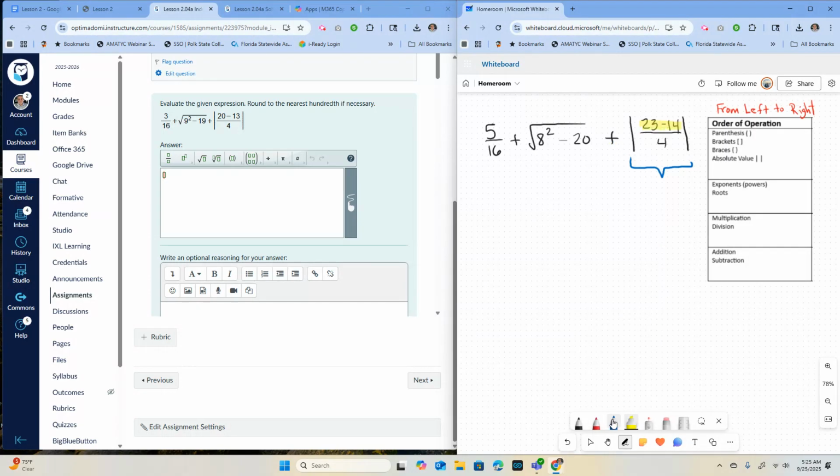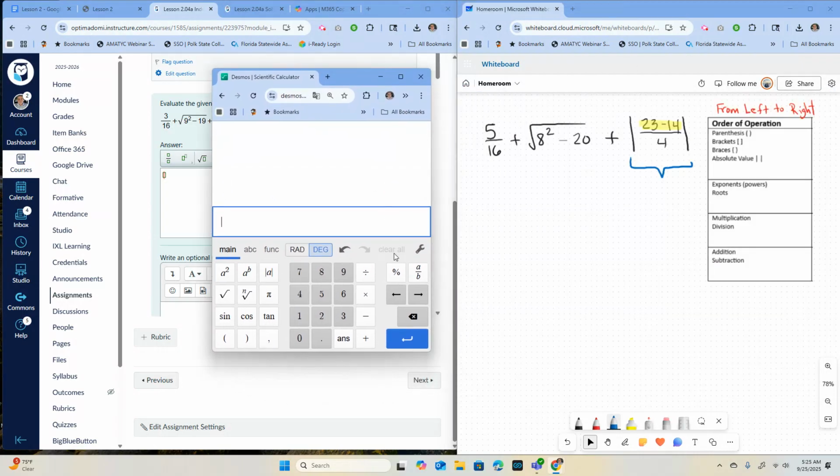Okay, I'm gonna write a little. 23 minus 14. Again, if you don't remember how to do this or you cannot do it mentally, just use the calculator like I did. This is 9. Then, since I have a fraction, 9/4 inside the bars, what I'm going to do next is make that fraction into a decimal. So 9 divided by 4. Look what you see. I got 2.25. So inside the bars, I had 2.25.